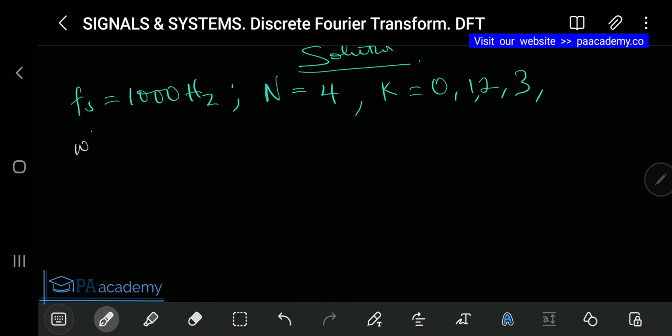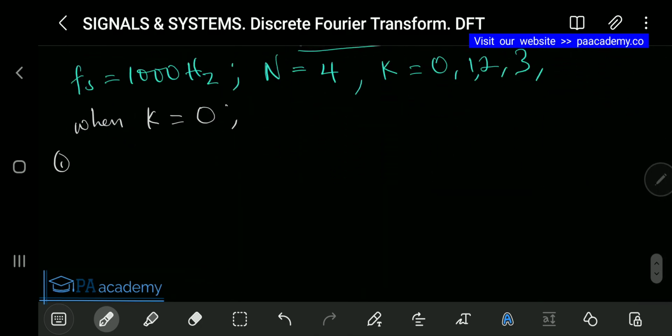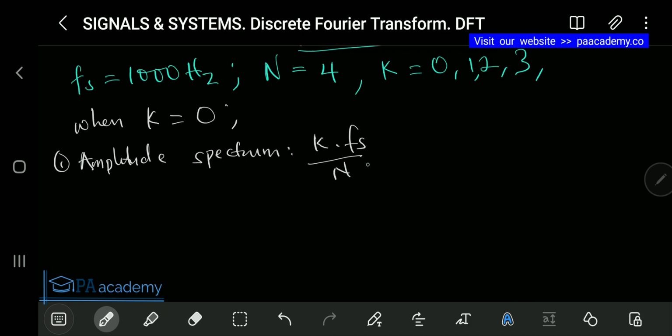So I'll say when k is equal to 0. So when k is equal to 0, now let's calculate the amplitude spectrum. The formula is given as k multiplied by fs over N. So that means, with k being 0, we have 0 times 1000 divided by 4, and that will just give us 0. Exactly. So let's go to the next one.